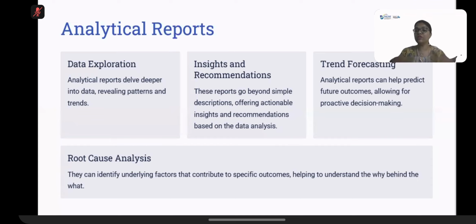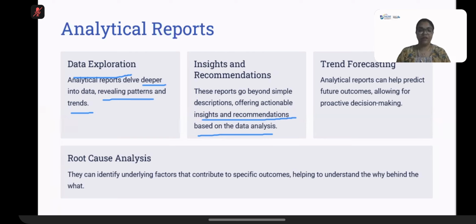Now, this can be done, students, through data exploration, which is the first step in your analytical exploration, where raw data is examined so that we can understand the patterns, the relationships, and the anomalies, if any. So this data exploration will reveal the patterns and the trends in a deeper manner. Then you will come to know about the insights and recommendations. After that, you will translate that data into actionable insight. You will understand what recommendations need to be made based on the data analysis that we have done.